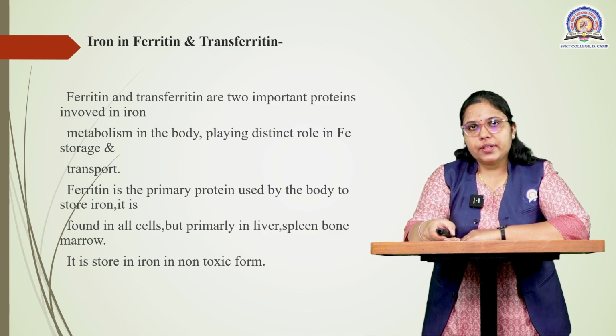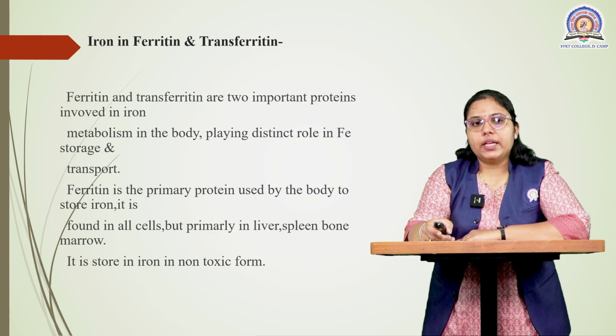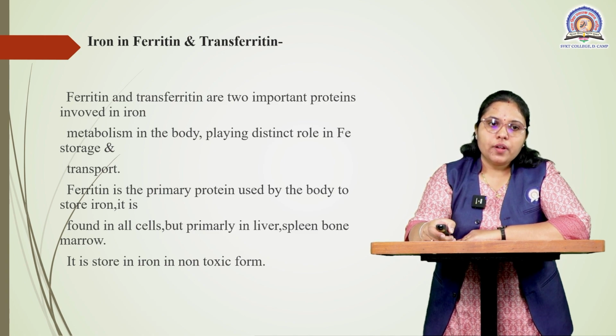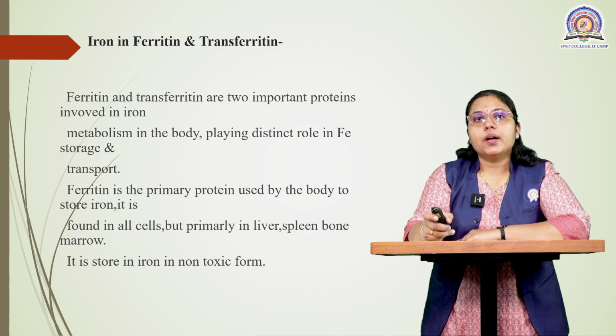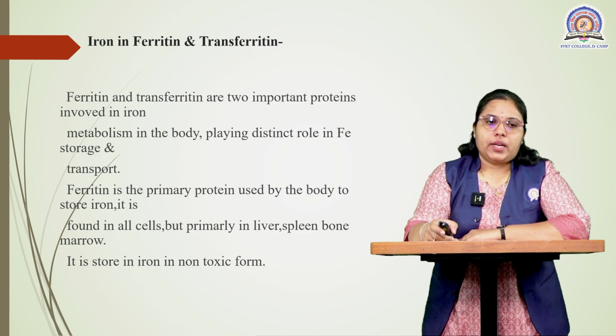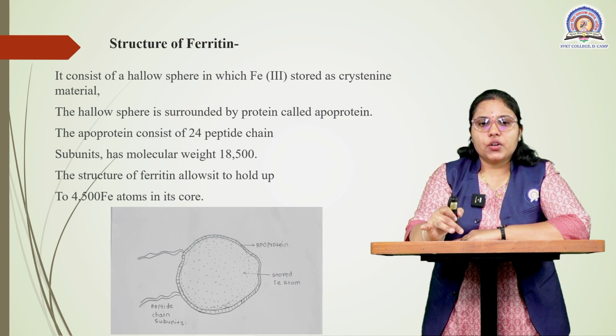Ferritin and transferrin are two important proteins involved in iron metabolism in the body, playing distinct roles in Fe storage and transport. Ferritin is the primary protein used by the body to store iron. It is found in all cells but primarily in liver, spleen, and bone marrow, and it stores iron in a non-toxic form. In this diagram, we see the structure of ferritin.